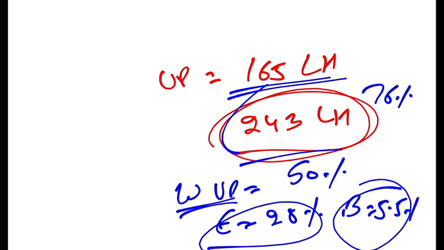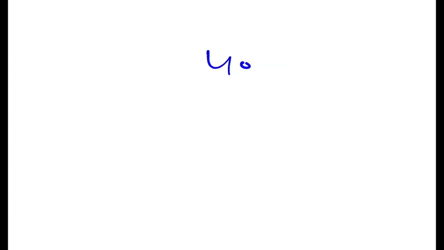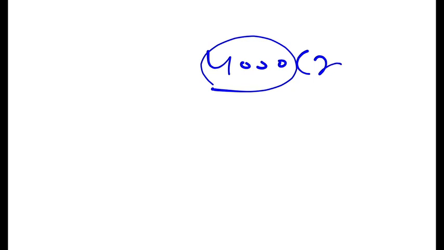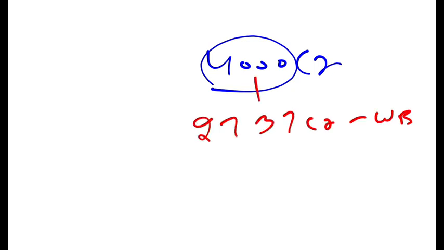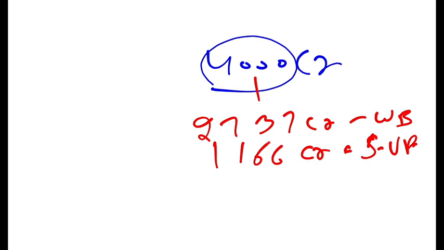and 4,000 crore. Now, will the entire 4,000 crore be provided by the World Bank? No. So out of the 4,000 crore, which is the total cost of the project, 2,737 crore will be funded by the World Bank and the remaining 1,166 crore will be funded by the state government of UP. This is the UP Agris project.